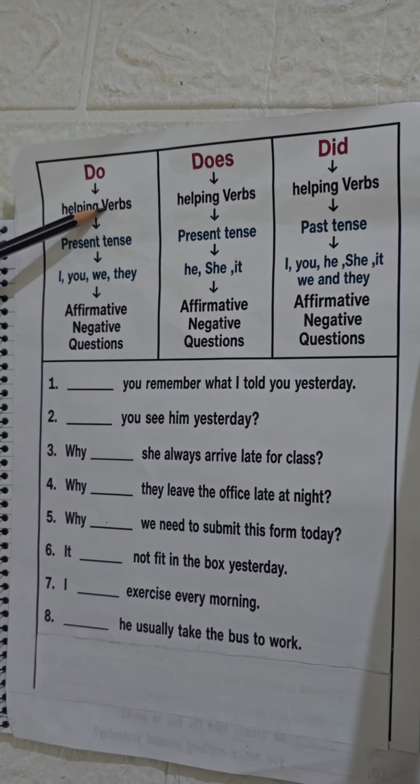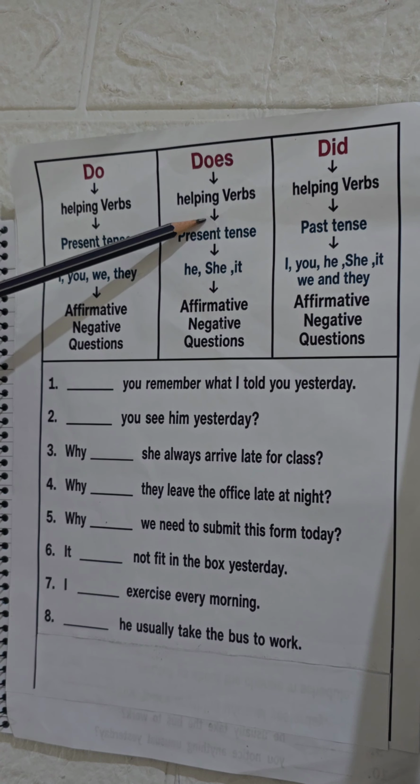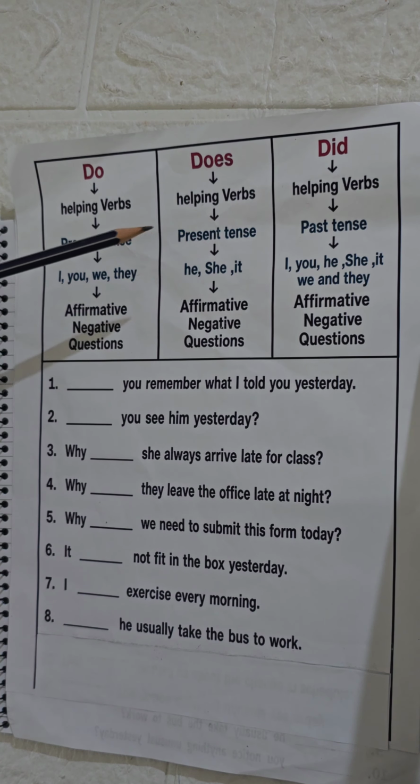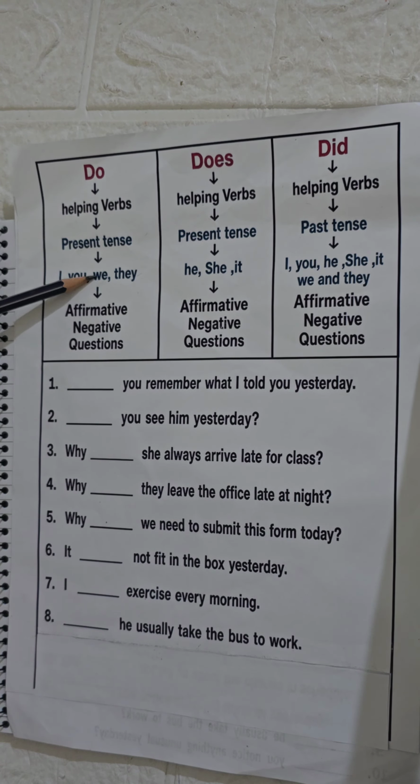You can see do and does both are helping verbs, and both can be used in the present tense. Do is used with I, you, we and they, whereas does is only used with he, she and it. Both can be used in affirmative sentences, negative sentences, and also for asking questions.